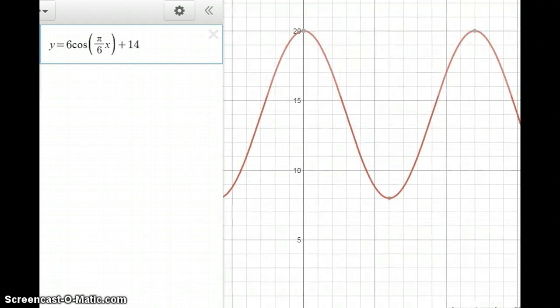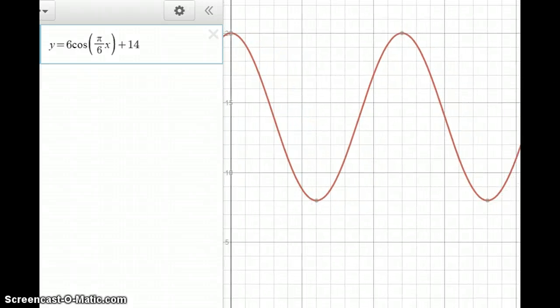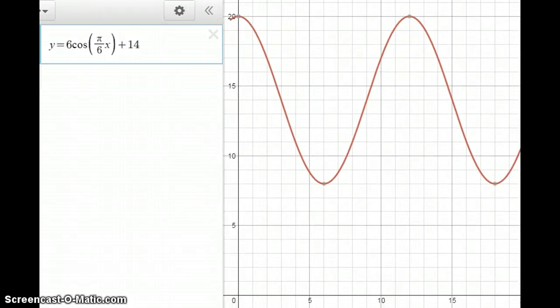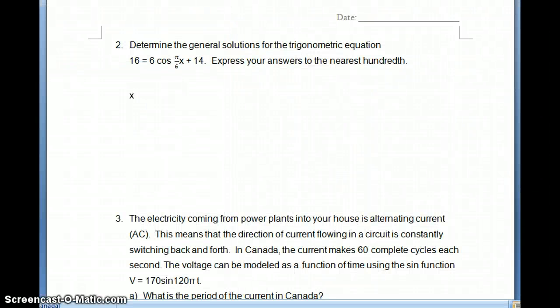I'm going to adjust my window here, and this is what you should have approximately. Now what we need to do is find each of those values where y is equal to 16. Looking at your graph, I believe this is our line. Try to get to a value really close to 16, which is 2.35, only 0.003 off. That's pretty good. So flipping back to our notes, our first value is that x is approximately equal to 2.35.